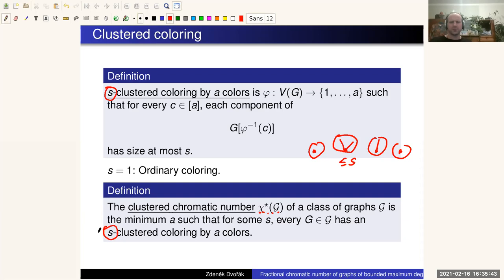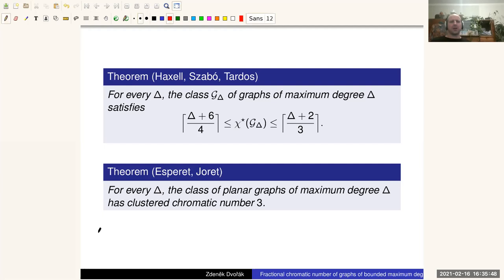As for what is known, there are some general results for graphs with bounded maximum degree, and there are many results for special classes. For me the interesting ones are those for planar graphs, where Esperet and Joret proved that the right answer is 3. Any planar graph with bounded maximum degree you can color using 3 colors so that each monochromatic component is small. The size of the component depends on the maximum degree, but given this maximum degree, it is fixed. And they have also shown that you cannot do better than 3.